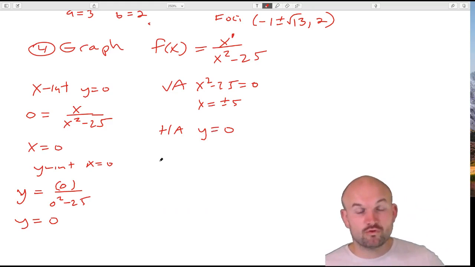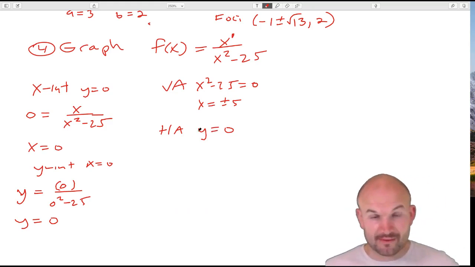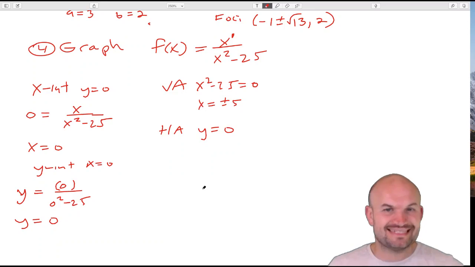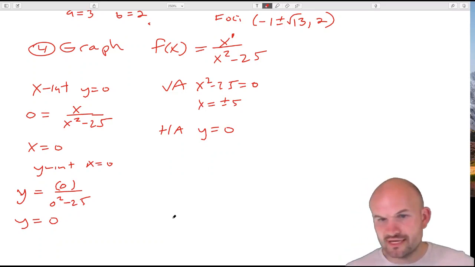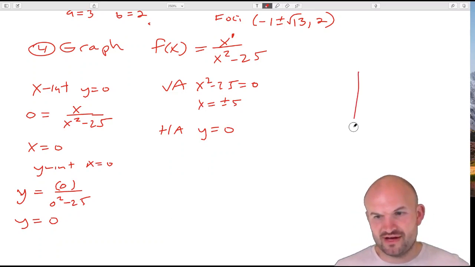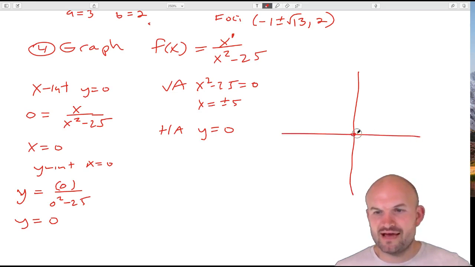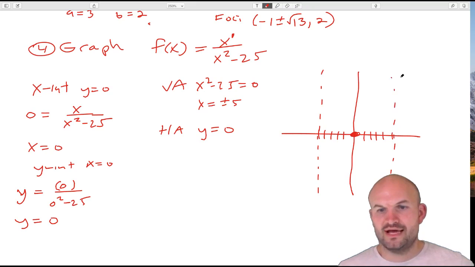All right, so now I have quite a bit of information. I have two vertical asymptotes. I kind of have an idea what this is going to look like, but I'm also going to verify that to make sure. So I have an x and y intercept, and then I have some vertical asymptotes, and I have a horizontal asymptote.